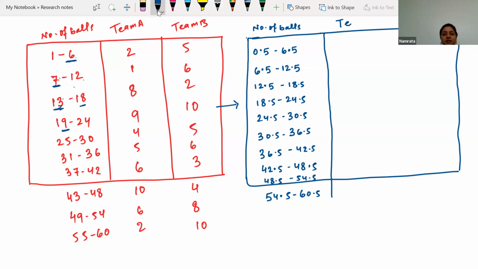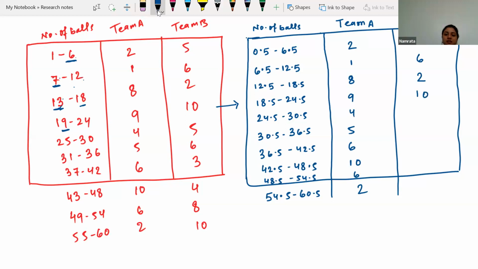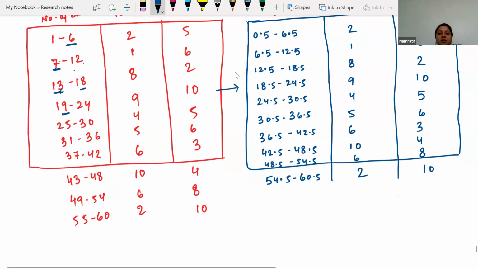Okay. Team A, team B. The rest of the table will be as it is. 2, 1, 8, 9, 4, 5, 6, 10, 6, 2. Here we have 5, 6, 2, 10, 5, 8, 10. Now we will be plotting it.